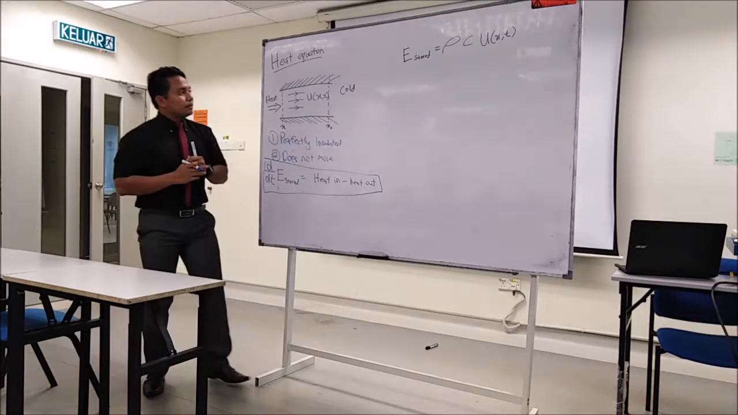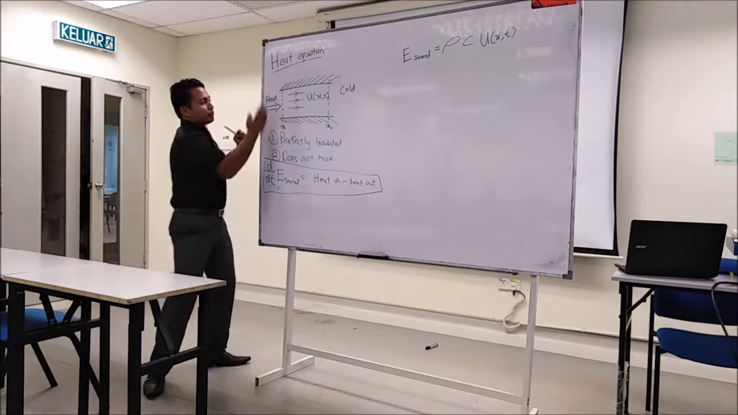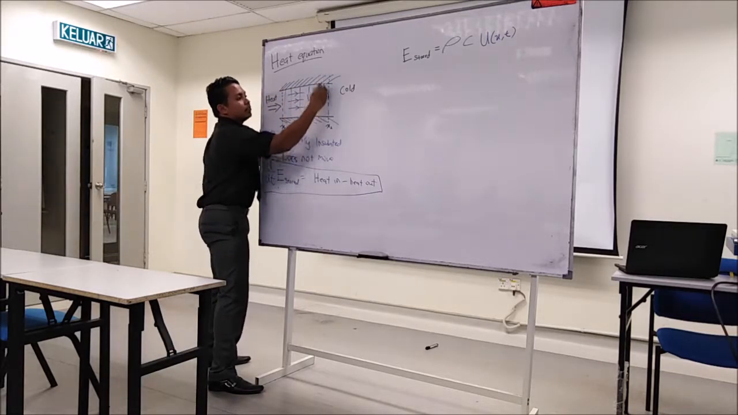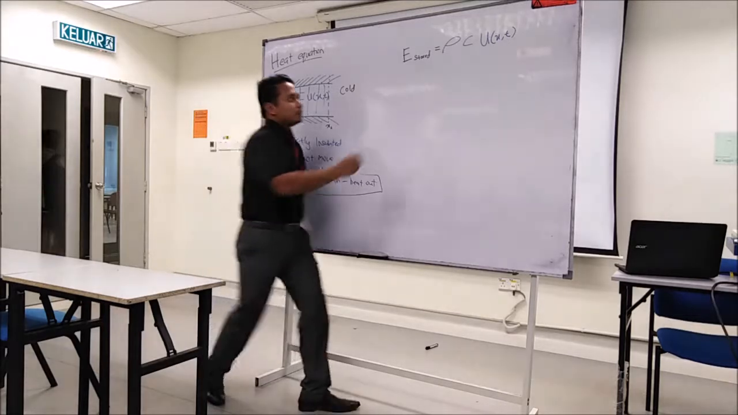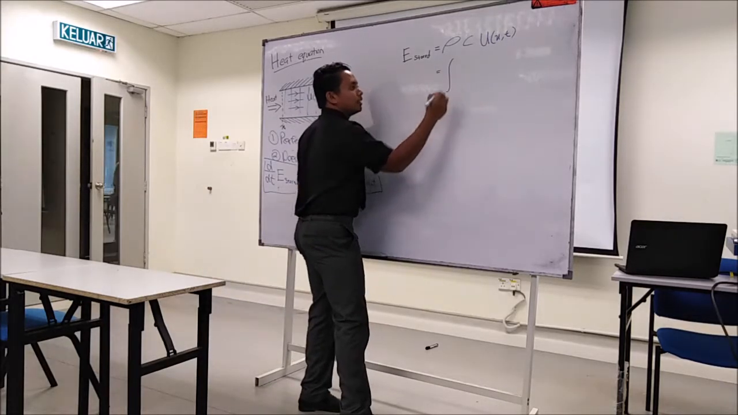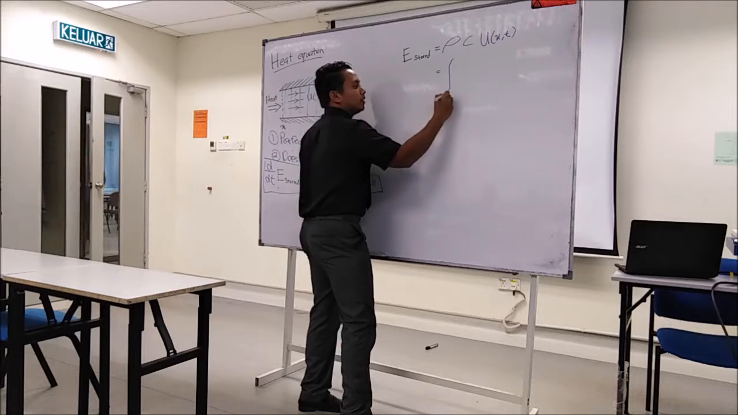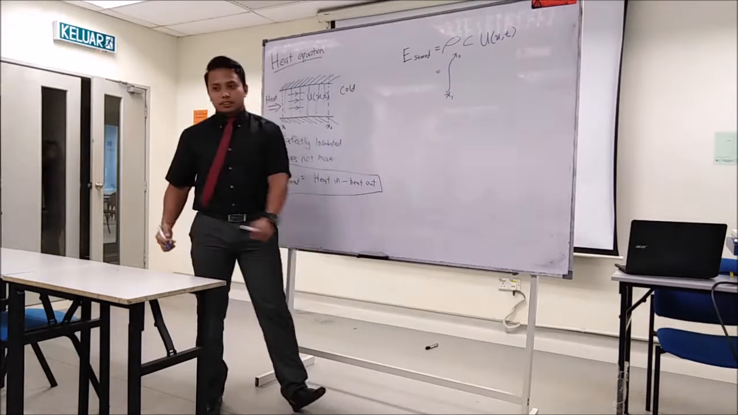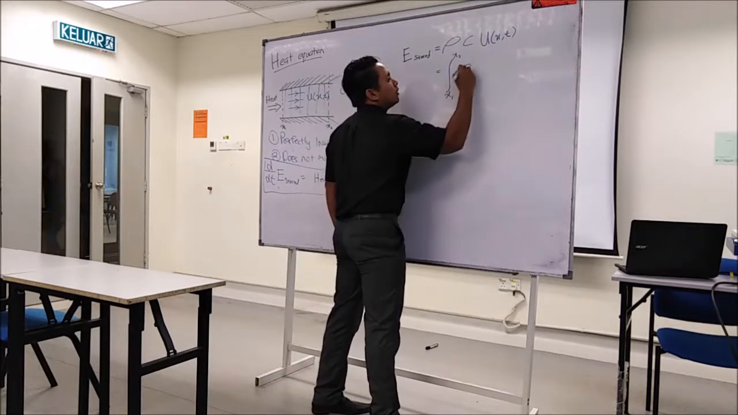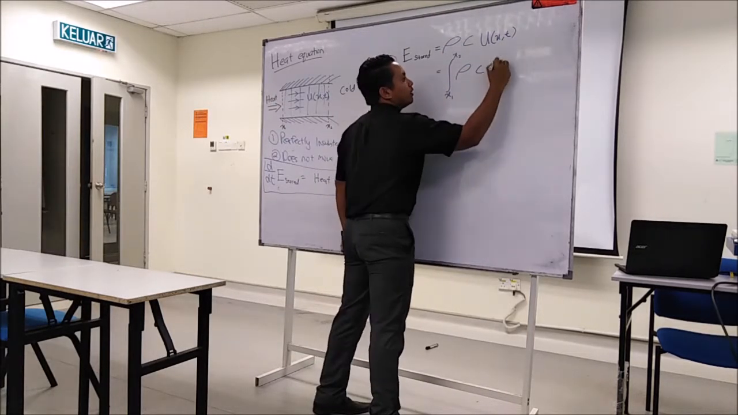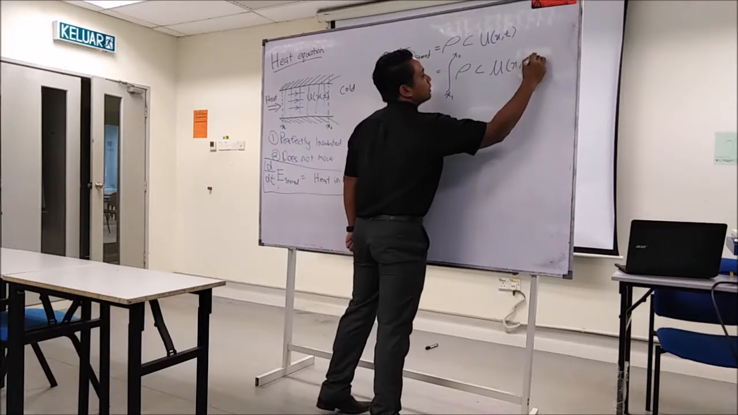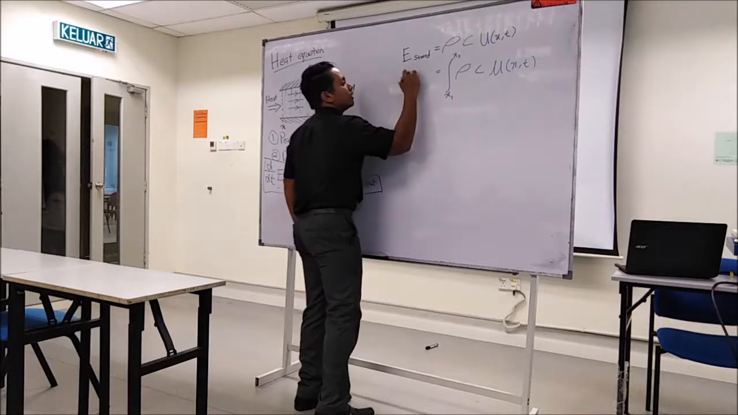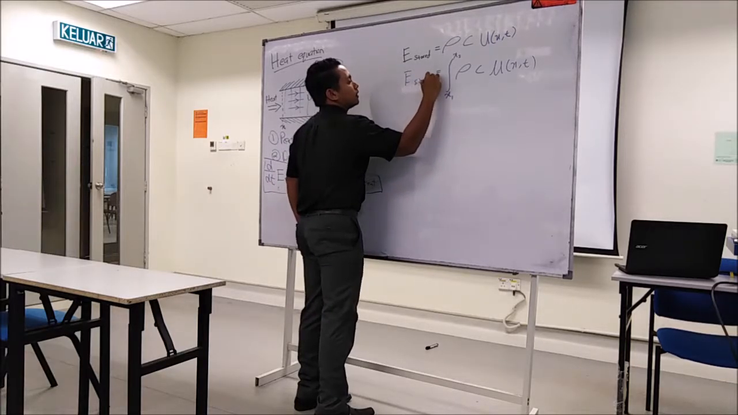Alright, but we have a region here from x1 until x2. If you want to calculate all this, we want the total energy stored from x1 all the way to x2, of rho, specific heat, and also the temperature. Energy stored.